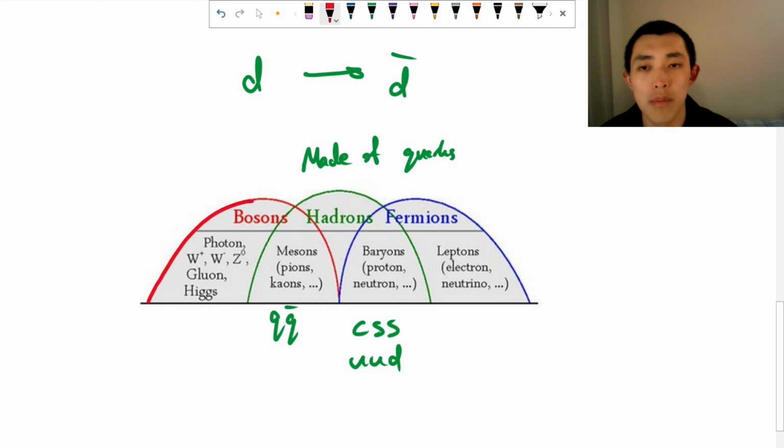Bosons are the force mediators. For example, we have our dedicated ones like photons, W and Z bosons, gluons, and Higgs bosons. So they don't have any quarks inside them, but there are also bosons, force mediators, that have quarks inside them. For example, our mesons.